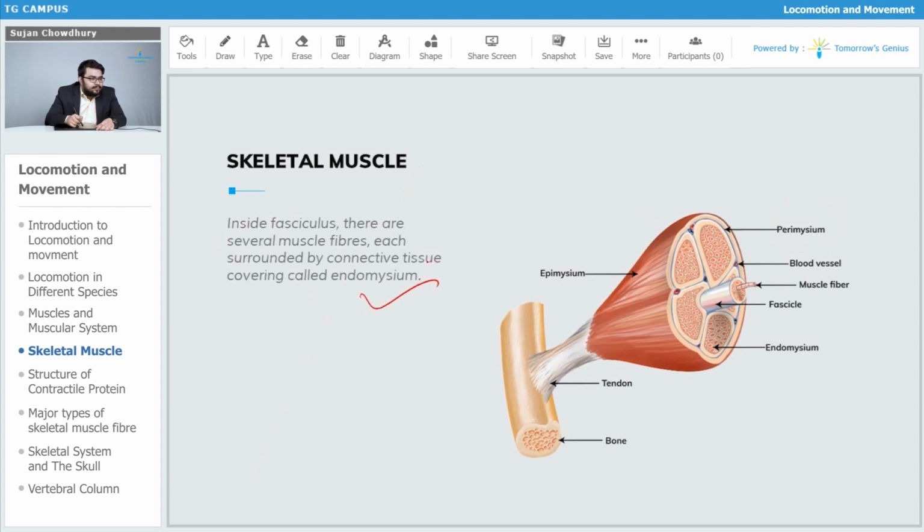Inside the fasciculus, there are several muscle fibers, each surrounded by connective tissue called endomysium. So endomysium is broadly the inner layer of covering of the muscle fibers. They are present inside the fasciculus, where we find several muscle fibers, and each of the fibers is surrounded by a connective tissue covering, which is known as endomysium.